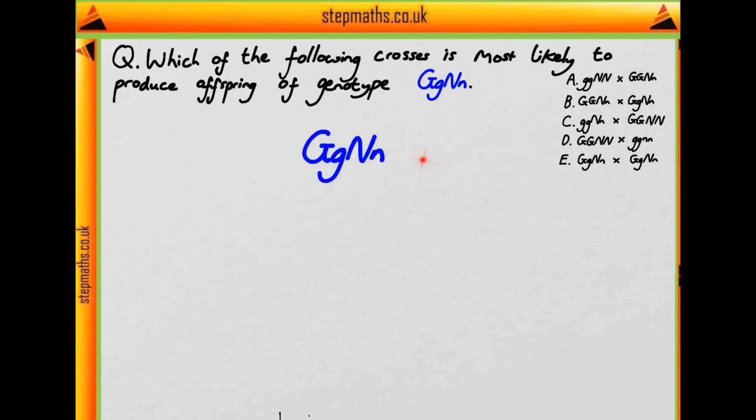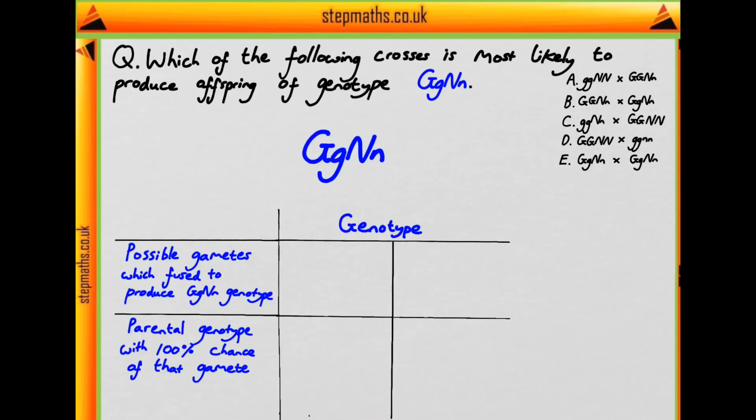So we know the offspring has this dihybrid genotype, and so a useful place to start with this question is working out what gametes would have needed to fuse to form this genotype. I've constructed this table with possible gametes which fused to produce this genotype, and then later we'll deal with this part of parental genotype with 100% chance of that gamete, but we'll get to that later. So, can you think of a combination of gametes which could fuse to form this genotype?